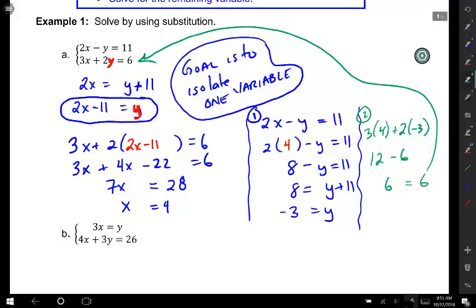So what do I have as my answer? 4 comma negative 3. Main goal, isolate a variable, plug it in, solve, take that answer and plug it into the other equation. How many remember this from Algebra 1? Some of us? Okay. All right. It's time to go hunting, I guess.